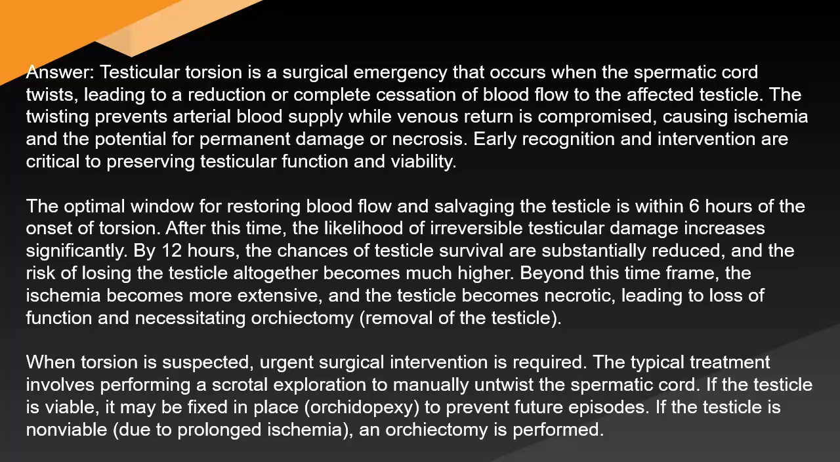The twisting prevents arterial blood supply, while venous return is compromised, causing ischemia and the potential for permanent damage or necrosis. Early recognition and intervention are critical to preserving testicular function and viability. The optimal window for restoring blood flow and salvaging the testicle is within 6 hours of the onset of torsion. After this time, the likelihood of irreversible testicular damage increases significantly.